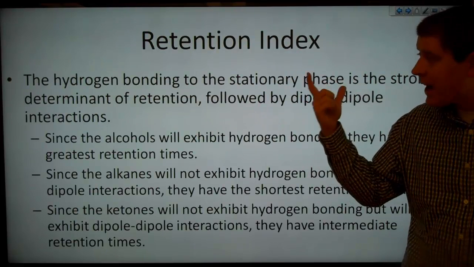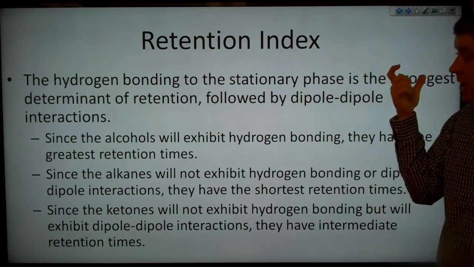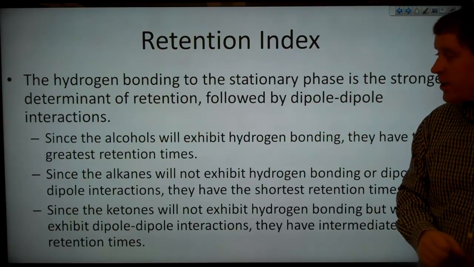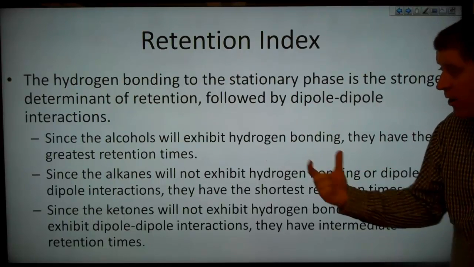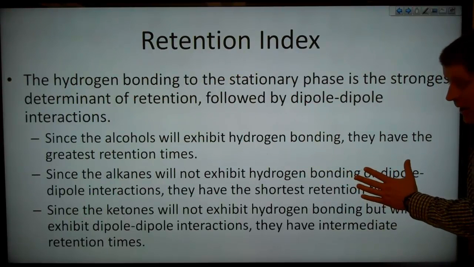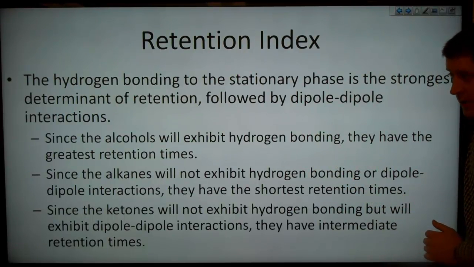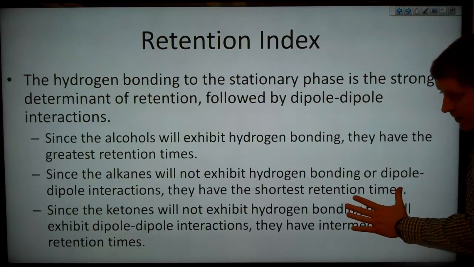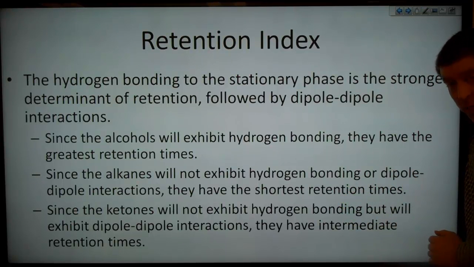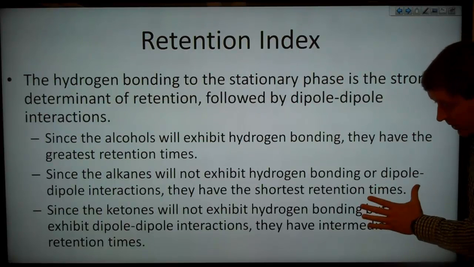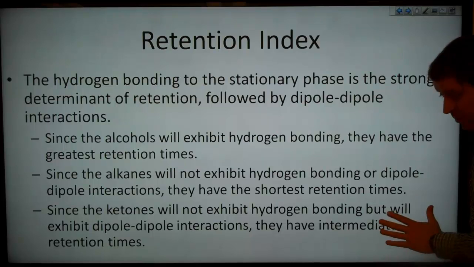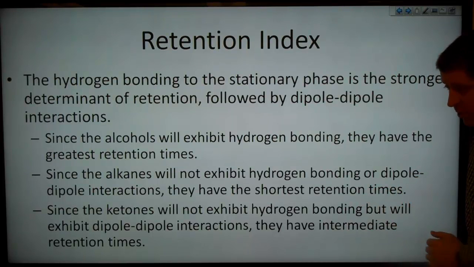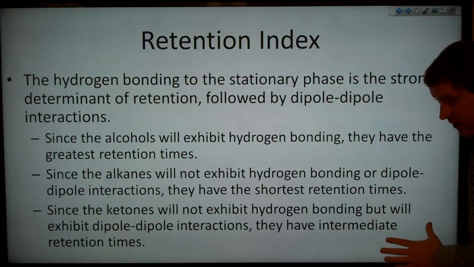That occurs because the hydrogen bonding to the stationary phase is the strongest determinant of retention, followed by the dipole-dipole interactions. Since the alcohols will exhibit hydrogen bonding, they have the greatest retention times. Since the alkanes will not exhibit hydrogen bonding or dipole-dipole interactions, they have the shortest retention times. And since the ketones will not exhibit hydrogen bonding, but they will exhibit the dipole-dipole interactions, they have intermediate retention times.